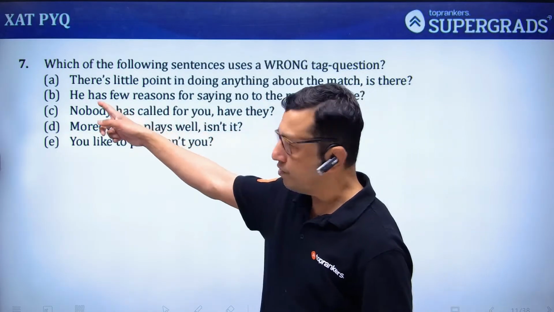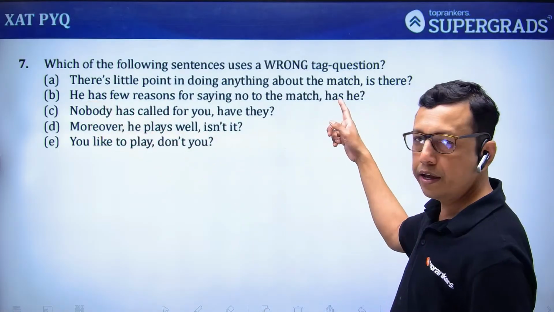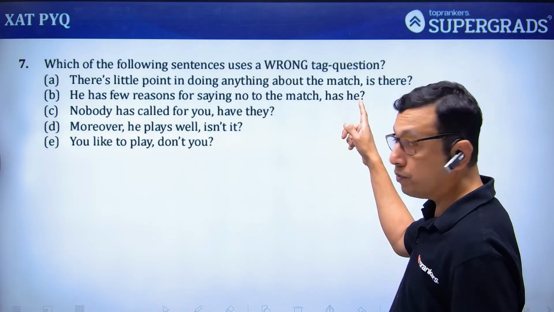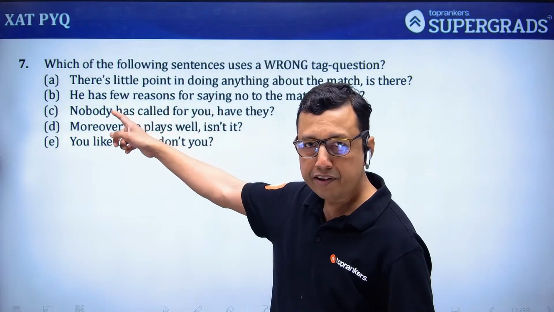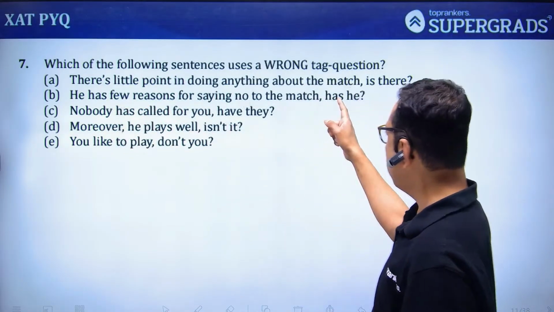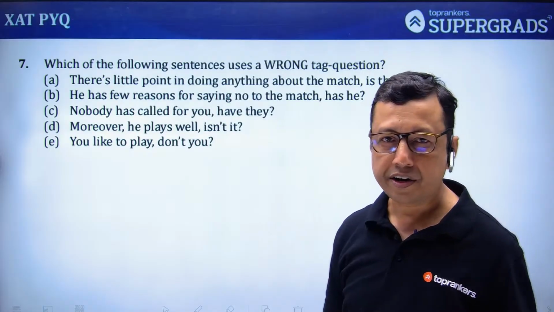ठीक है. He has. Verb क्या आया? Has. सही है. Has he. Positive आया. ये क्या है? Negative expression. Few negative होता है. यहाँ positive आया. सही है. This sentence is also correct.